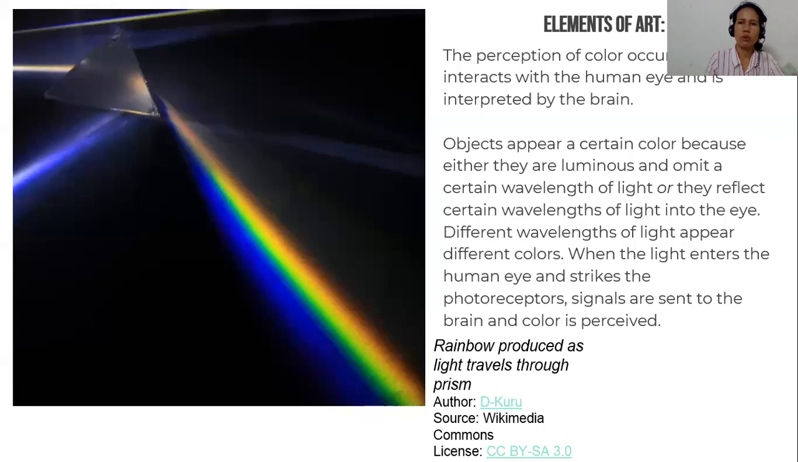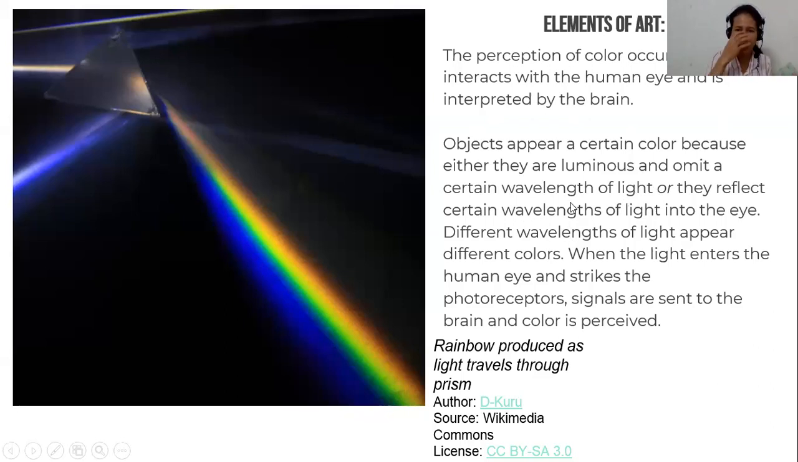Okay? So we say that the perception of colors occurs when light interacts with the human eye. And of course, as what I have told you, interpreted by the brain. So actually, kung tutuusin, wala naman talaga yung mga kulay. They are just interpreted by our brain.